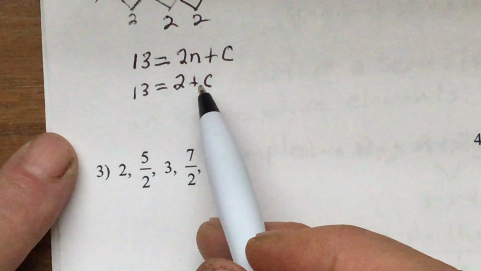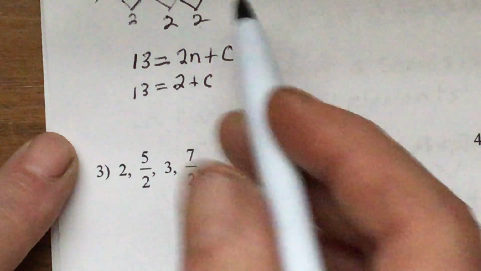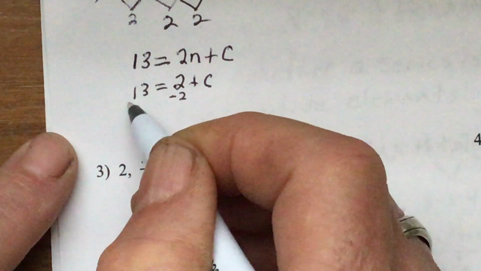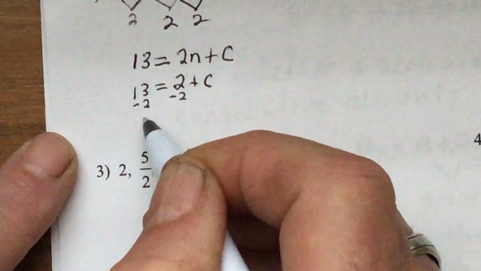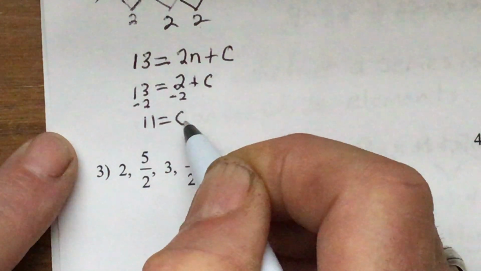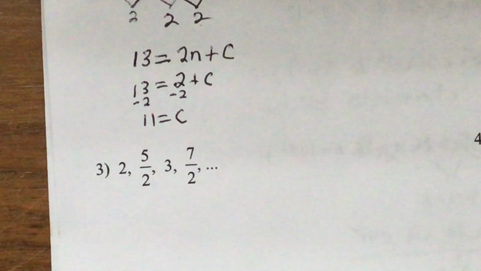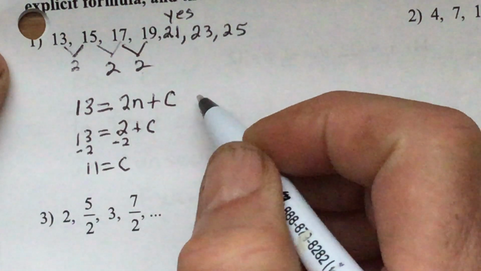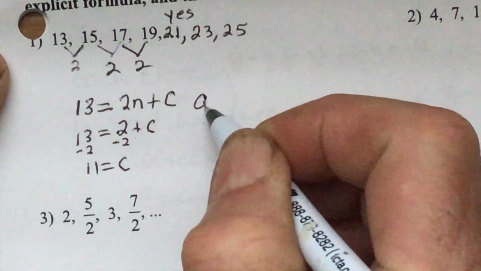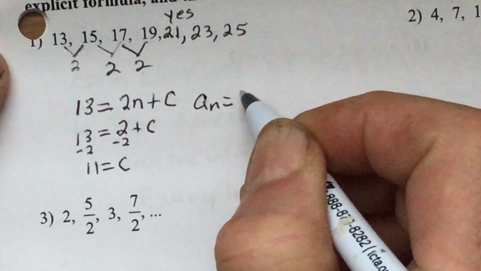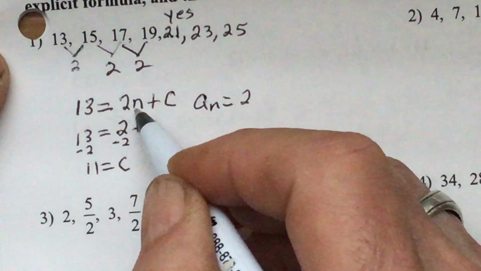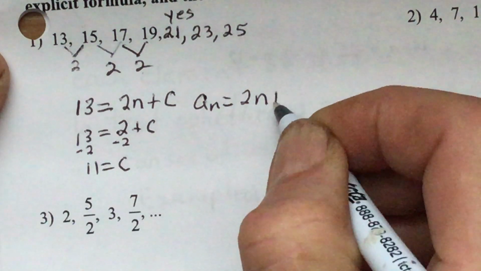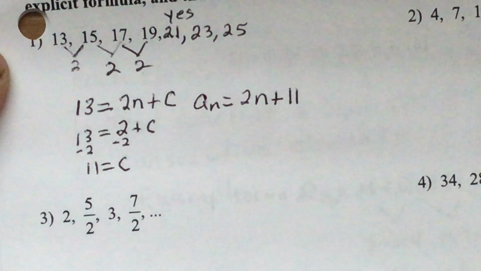Solve this for C, so minus 2: 11 equals C. Now how does that help me? Well, now I have an explicit formula. A sub n equals 2 times n plus 11.